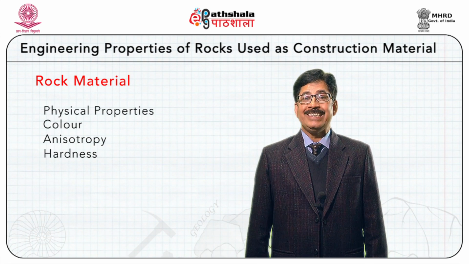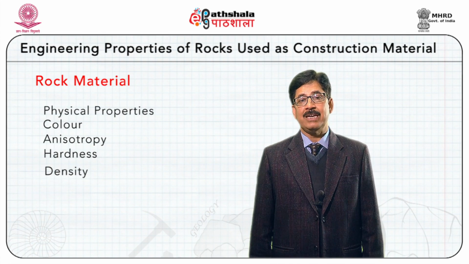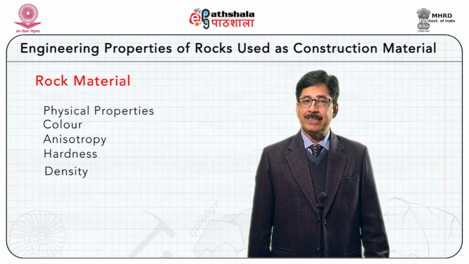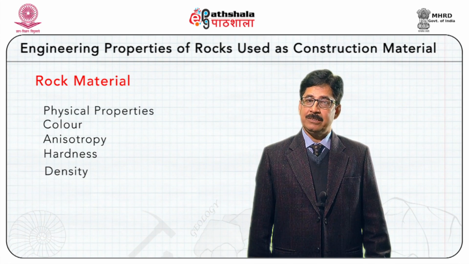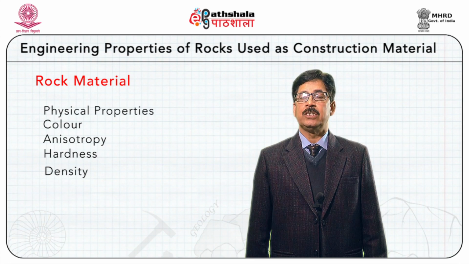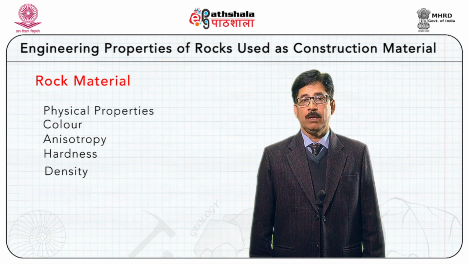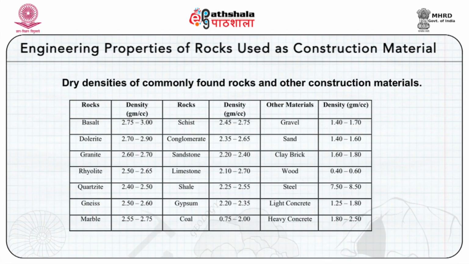Another important physical property is density of rock, which again will depend upon the mineral composition of the rocks. We have different minerals having different densities, and depending upon what kind of minerals with particular density level are present in a rock, we can have rocks with low density minerals, medium density minerals and high density minerals. The density of commonly found rocks which are used in the construction industry varies from 2.6 to 2.8. The dry densities of commonly found rocks and other construction material can be seen from the table, and it all depends on the mineral composition or the mineral content.